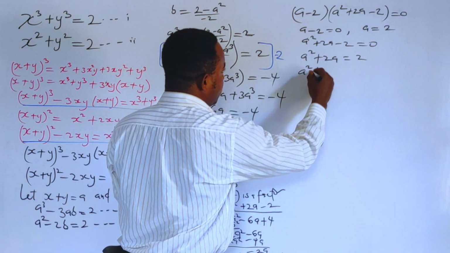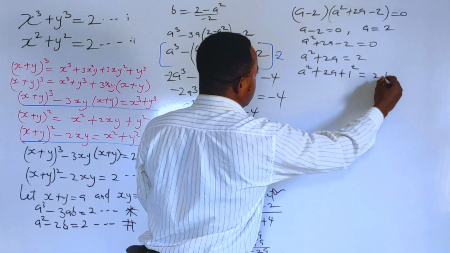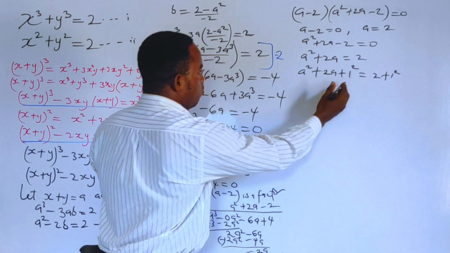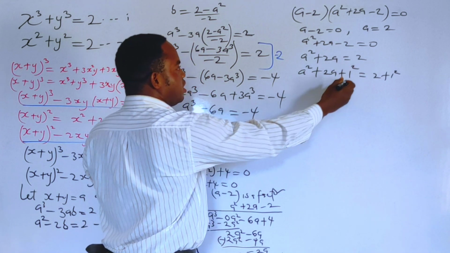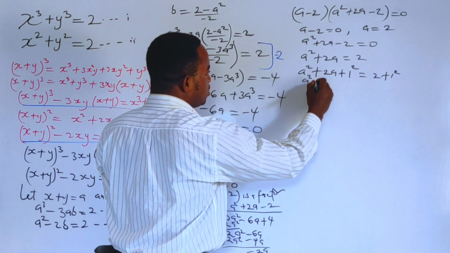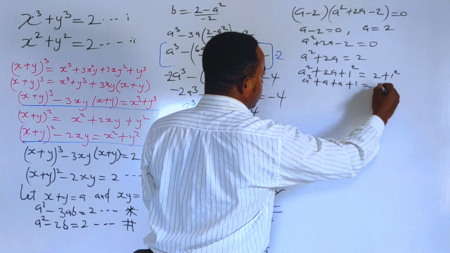So we have a squared plus 2a plus 1 squared equals 2 plus 1 squared. Such that here, when we multiply 1 by 1, it gives us 1, and when we add 1 and 1, it gives us 2. So this is a squared plus a plus 1 equals 2 plus 1, which is 3.